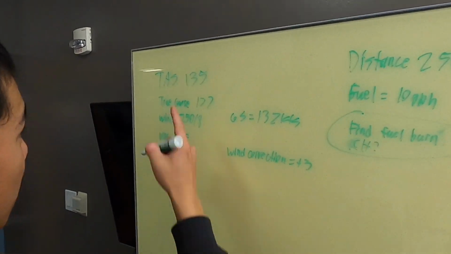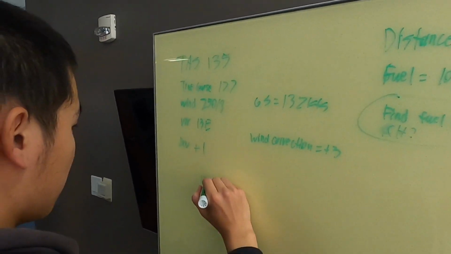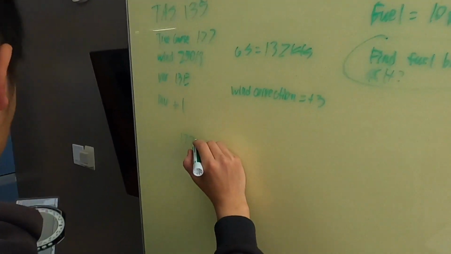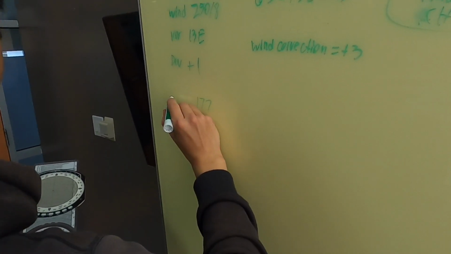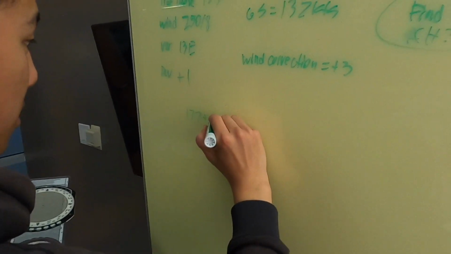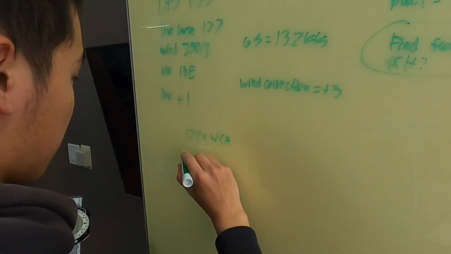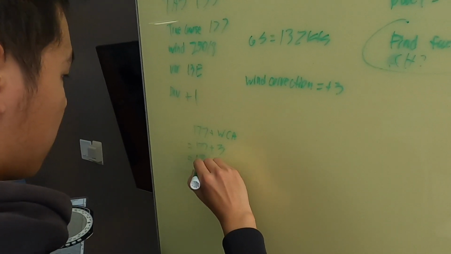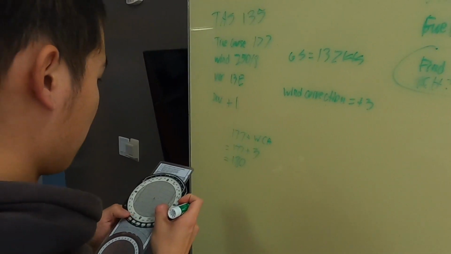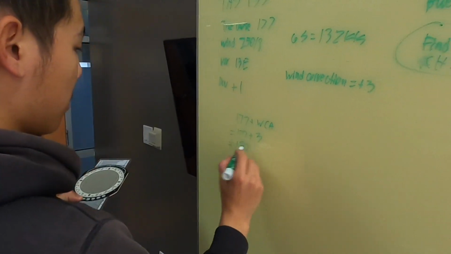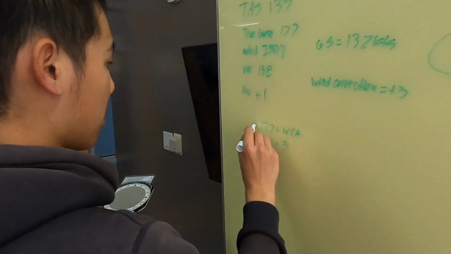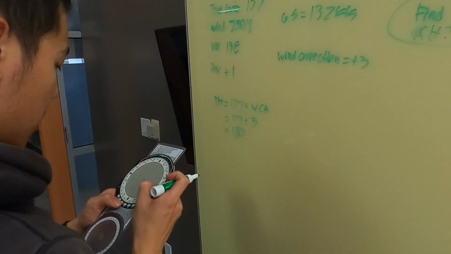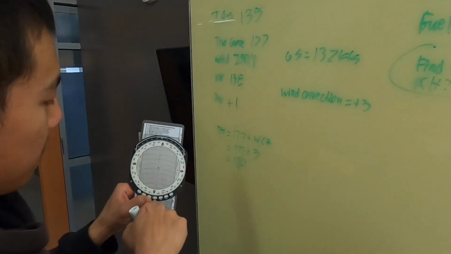So start with our true course, and add or subtract our wind correction angle. This time we're going to add. So this is the first step. We're done with wind correction angle, so therefore we have our true heading of 180. Next step is we've got to take into account variation.